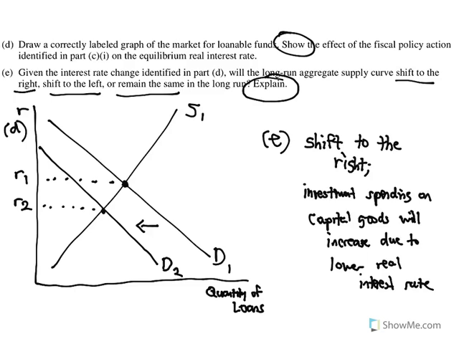So because there's a lower real interest rate, businesses are going to be like, okay, let's go borrow some money, let's go buy some new tools, some new equipment for our businesses to be more productive, and that's going to cause LRAS to shift to the right. So that is all for this video on question 1 of set 2 of the 2019 AP Macroeconomics free response questions. Until next time, have a great day.